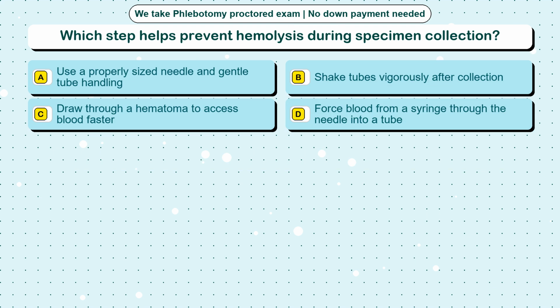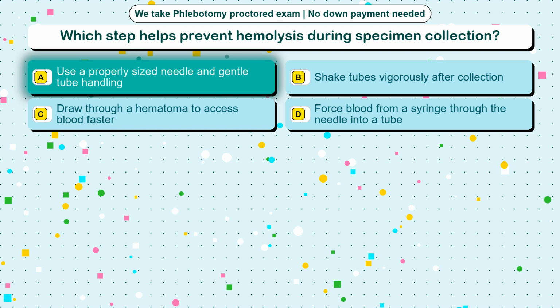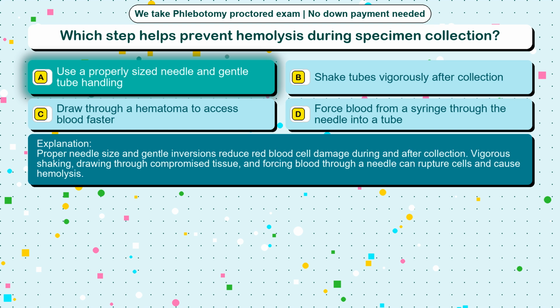Question 33. Which step helps prevent hemolysis during specimen collection? Option A. Use a properly sized needle and gentle tube handling. Option B. Shake tubes vigorously after collection. Option C. Draw through a hematoma to access blood faster. Option D. Force blood from a syringe through the needle into a tube. The correct answer is option A. Use a properly sized needle and gentle tube handling. Proper needle size and gentle inversions reduce red blood cell damage during and after collection. Vigorous shaking, drawing through compromised tissue, and forcing blood through a needle can rupture cells and cause hemolysis.